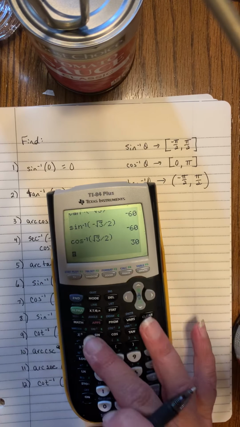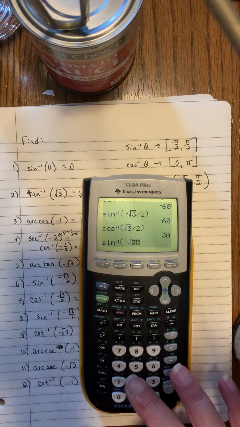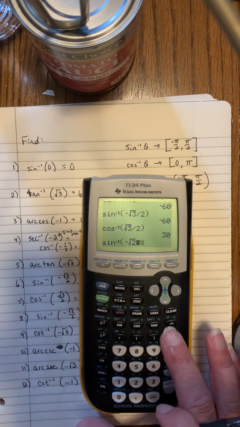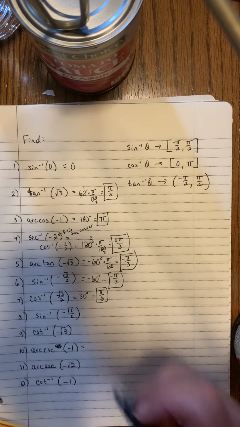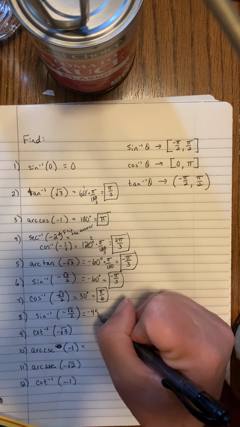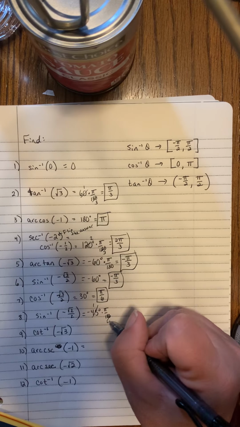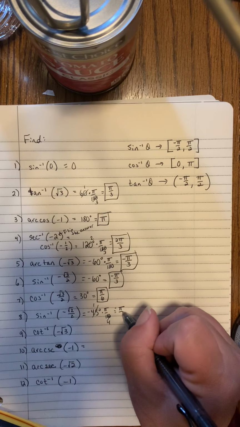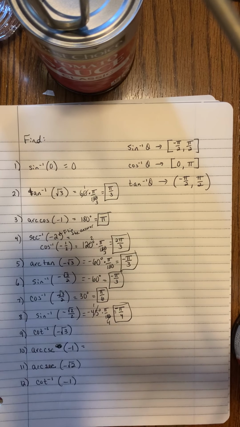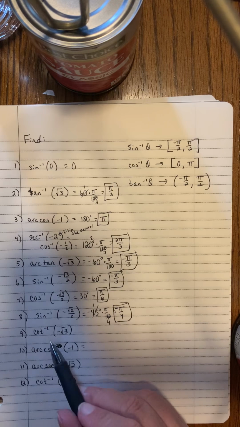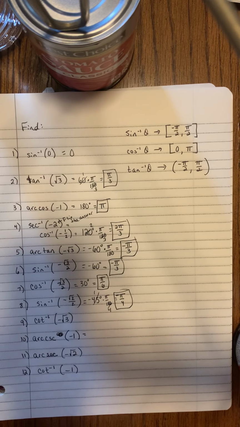All right, inverse sine of negative square root of 2 divided by 2 is -45. Multiplied by pi over 180 gives you negative pi over 4. All right. So now these last 4, these are where it gets a little tricky. I hope you can see them.